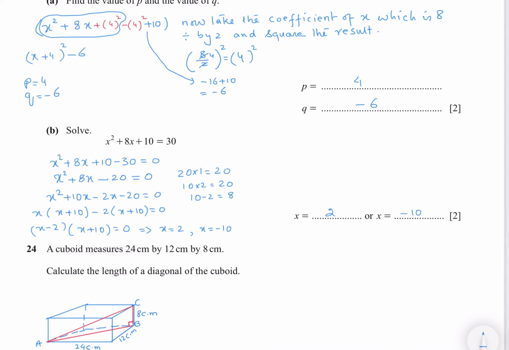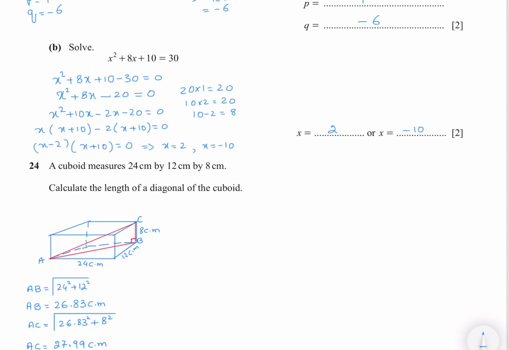B part, solve x square plus 8x plus 10 equal to 30. So this is also a simple question. Bring 30 over, so it will become x square plus 8x plus 10 minus 30 is equal to 0. So plus 10 minus 30 is minus 20, and then by mid-term breaking and factorizing it, you get two factors, x minus 2 and x plus 10. So x is equal to 2 and x is equal to minus 10, and write down these two values in the answer space.